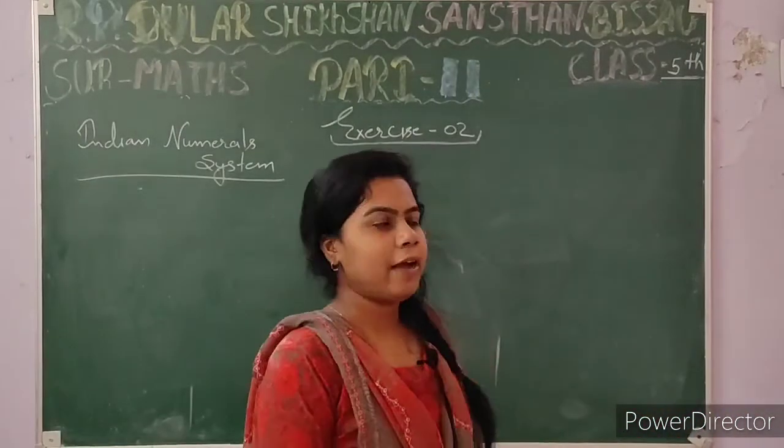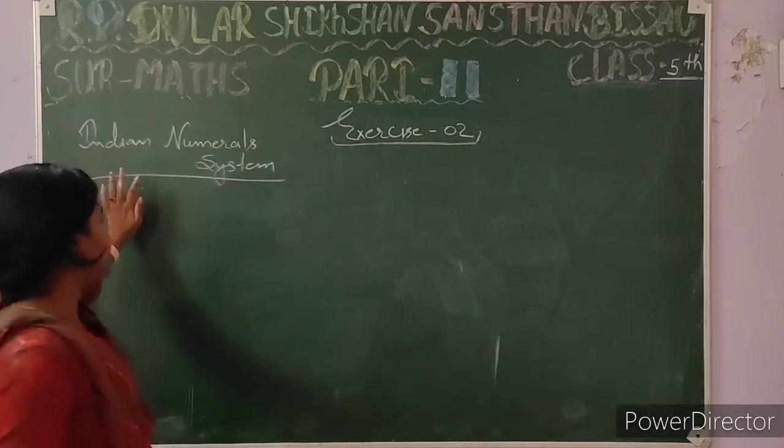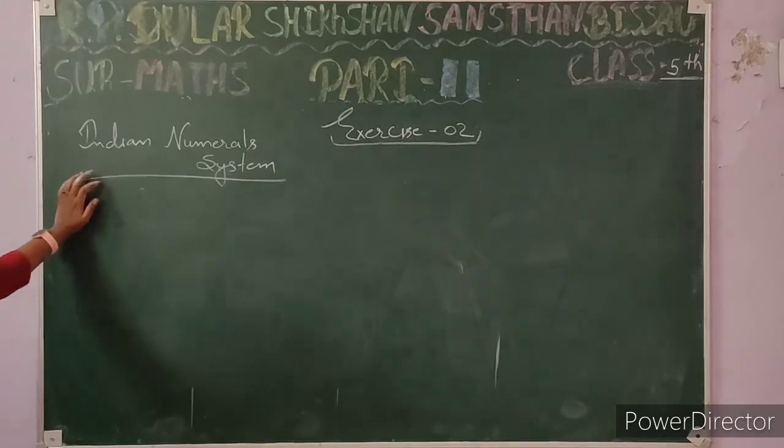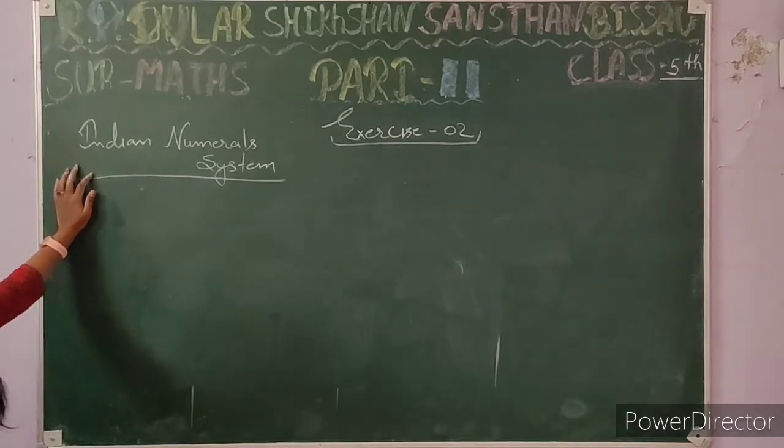Today is part 11. Okay, our exercise is second. Today I tell you about the Indian numeral system. Okay, how we add and subtract if we have given the Indian numbers. Then students will be confused about what the Indian numbers are.